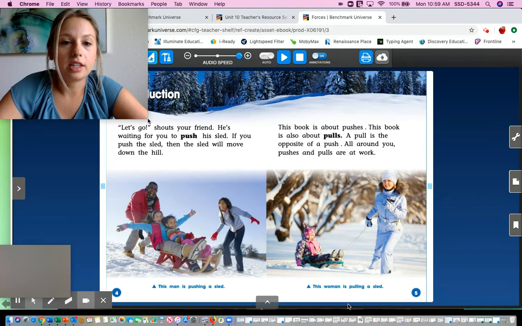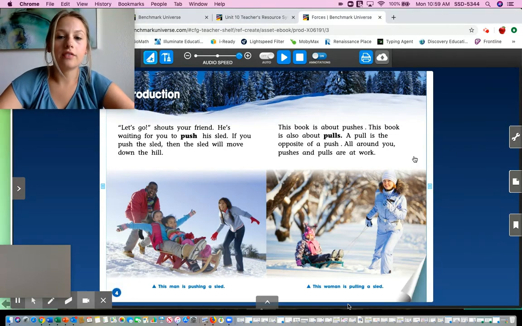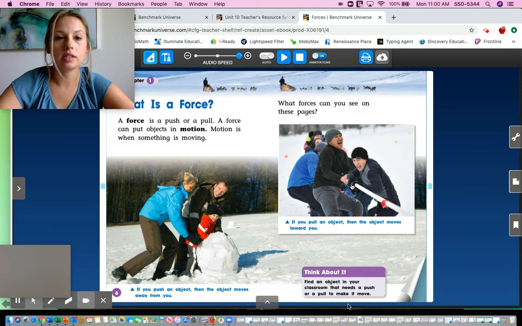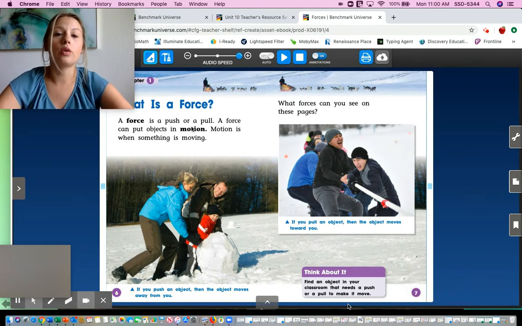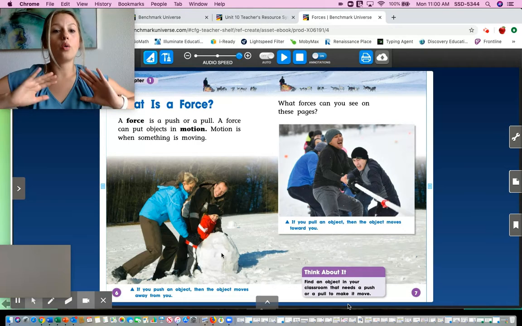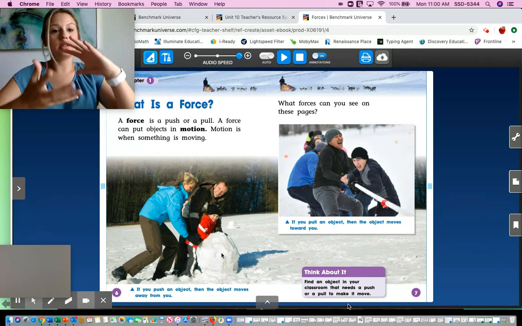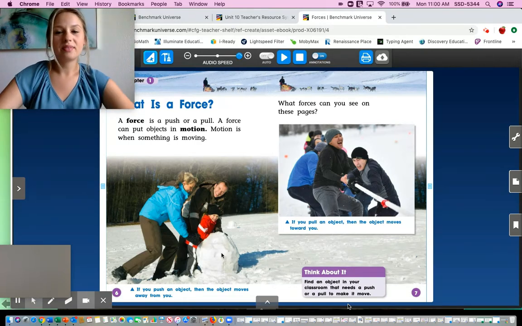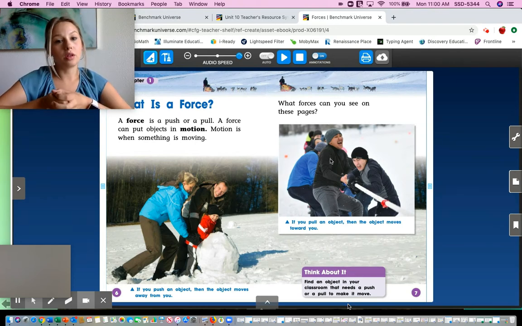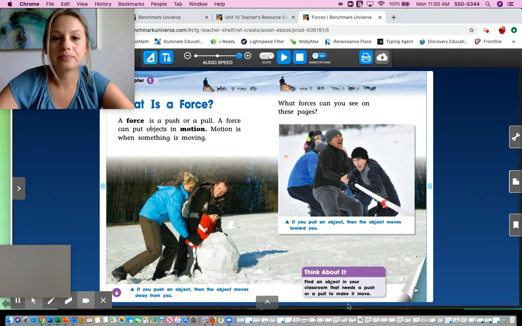So we talked about the introduction, which introduces the idea for the whole reading, and we were talking about pushing and pulling. So in this picture, they're pushing, and in this picture, she's pulling. Those are both types of forces. We went into chapter 1, what is a force, and we know a force is something that can push and pull and put you into motion. So we look here, they're pushing the snow across, and it's rolling and building, building, and building. It's probably going to make a snowman. And then if you look here, they're pulling on the rope, kind of like tug of war.